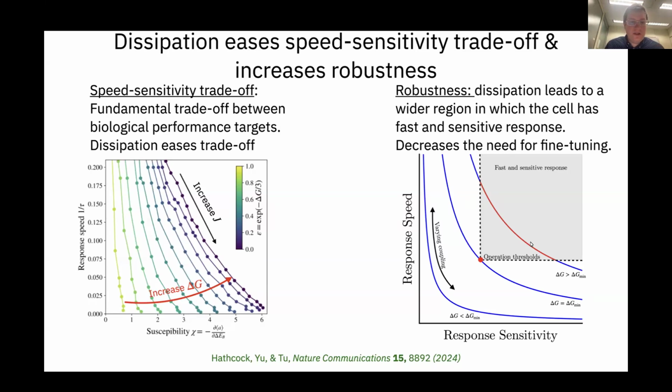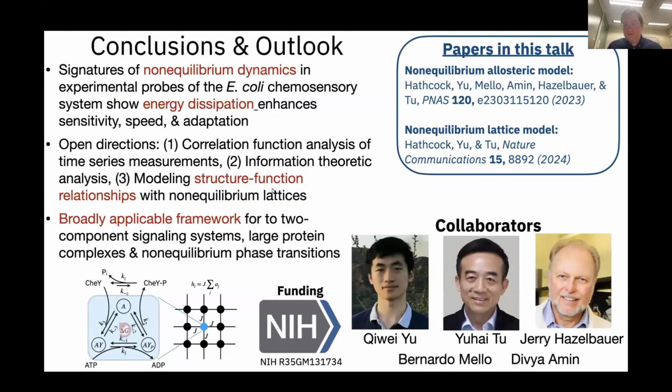Okay, I think I'm just about out of time, so I'll leave you with this conclusion. We've identified some signatures of non-equilibrium dynamics in more recent experimental probes of this chemosensory system in E. coli. And we've shown how energy dissipation enhances the speed, sensitivity, and adaptation in these systems. If you're interested in more details, please check out our papers from the last couple of years.